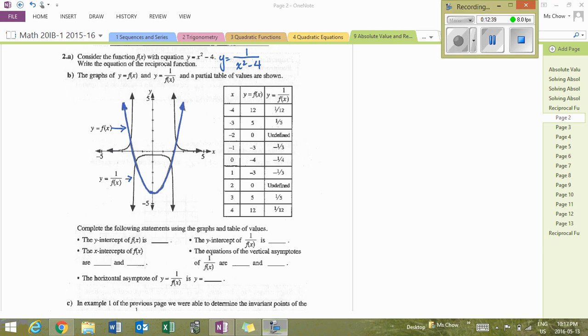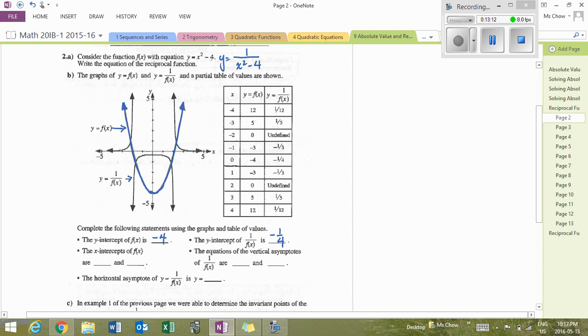So if we take a look at answering some of these questions, I've outlined the original function y equals x squared minus 4 in blue, so we can clearly see that the y-intercept of that original function is negative 4. Because of that, the y-intercept of the reciprocal is going to be negative 1 over 4. Remember, the reciprocal doesn't change the sign, it's just taking 1 over whatever the function is. Okay, the x-intercepts, we've got 2.